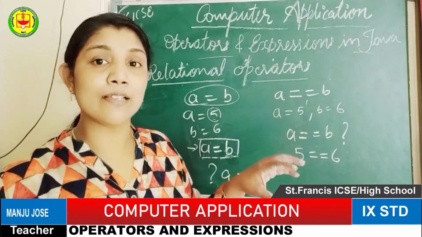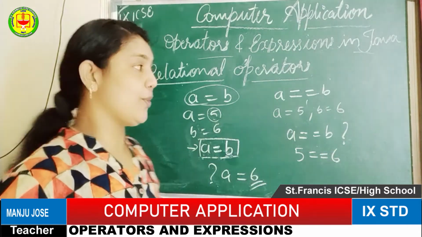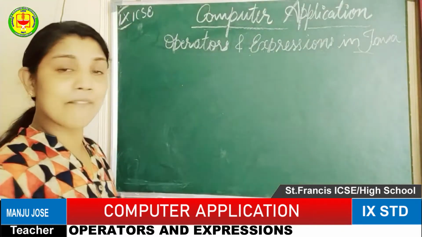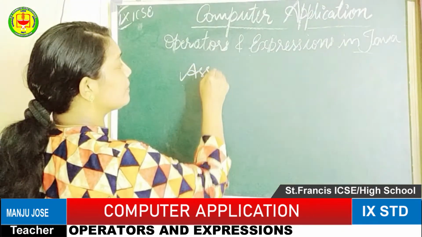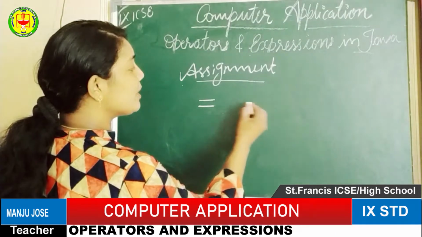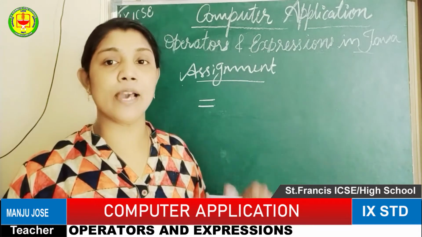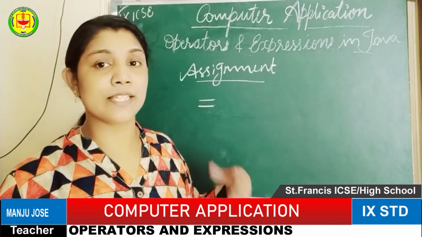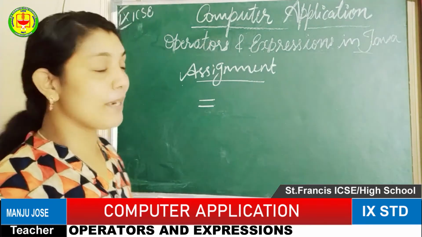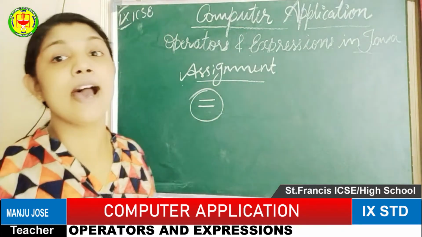Now you understand the difference between single equal to and double equal to. The next one is the assignment operator, which I have already explained, that is the single equal to. The single equal to is considered the assignment operator, used to assign a value from LHS to RHS or RHS to LHS. For that purpose only, for assigning a value, we use the single equal to operator. This is called the assignment operator.